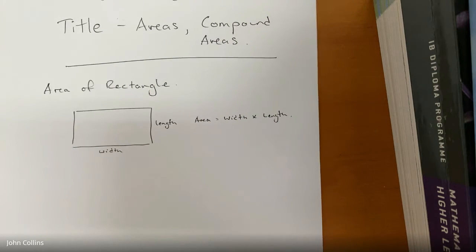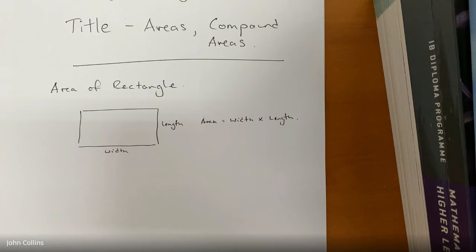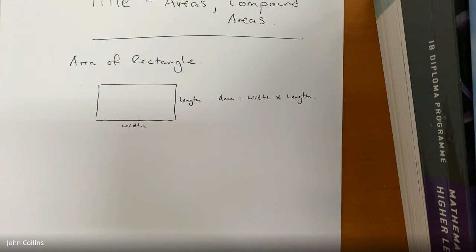When we have the unit for area, we use squared. So it'll be centimeters squared, meters squared, millimeters squared, or just units squared if they don't give it to us. That's the area of a rectangle. I'm sure you remember that from year 5 and 6. This is revision, but do just put it in your notes just in case.